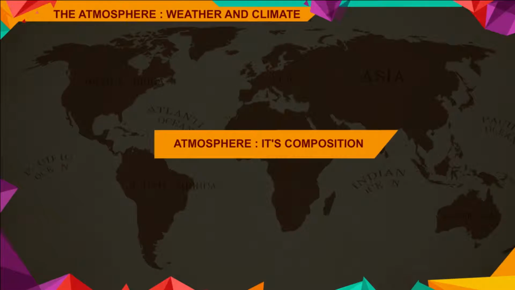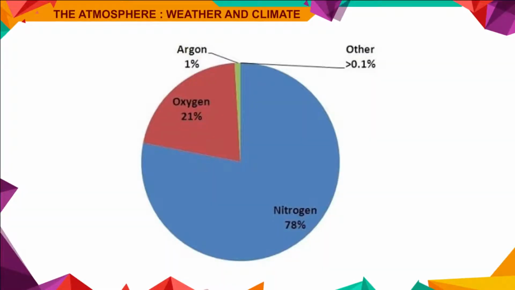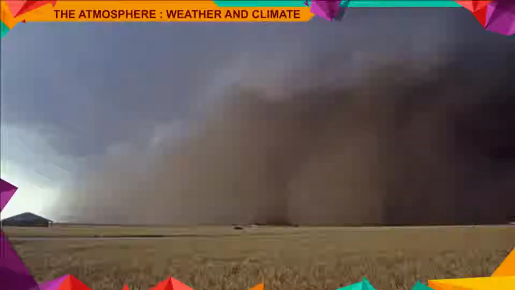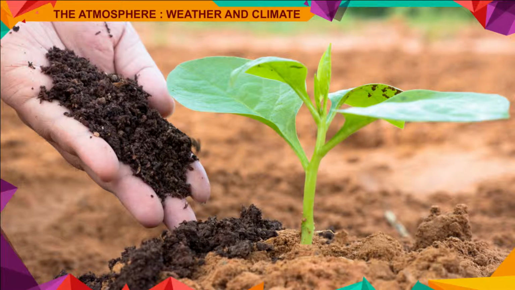Atmosphere. Its composition. Air is a mixture of several gases in different proportions. The composition is as follows: nitrogen 78%, oxygen 21%, other gases 1%. Some dust particles are also present in the atmosphere. Nitrogen, the most abundant gas, is useful for the survival of plants.